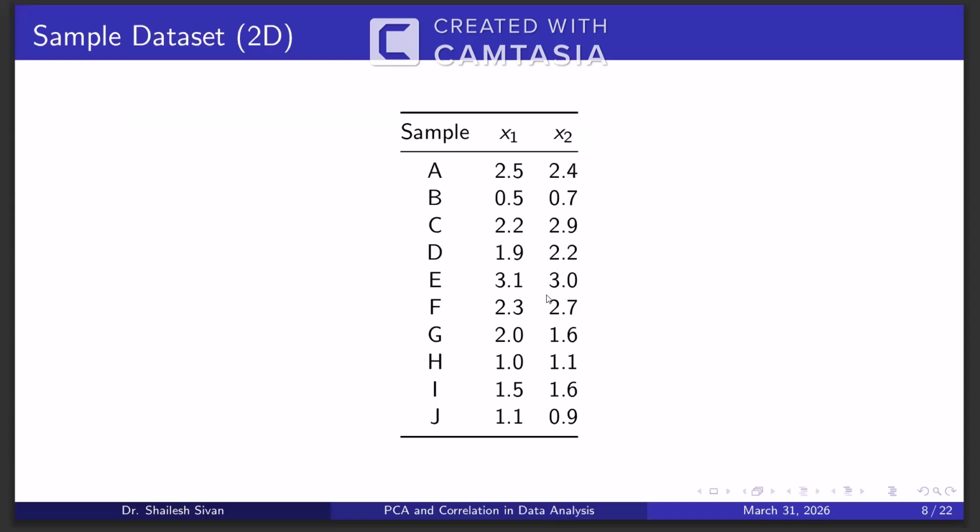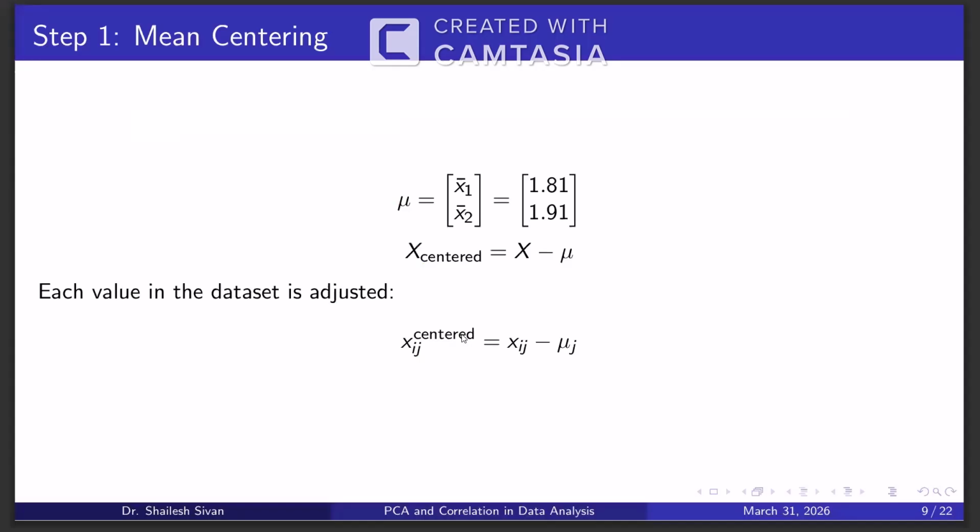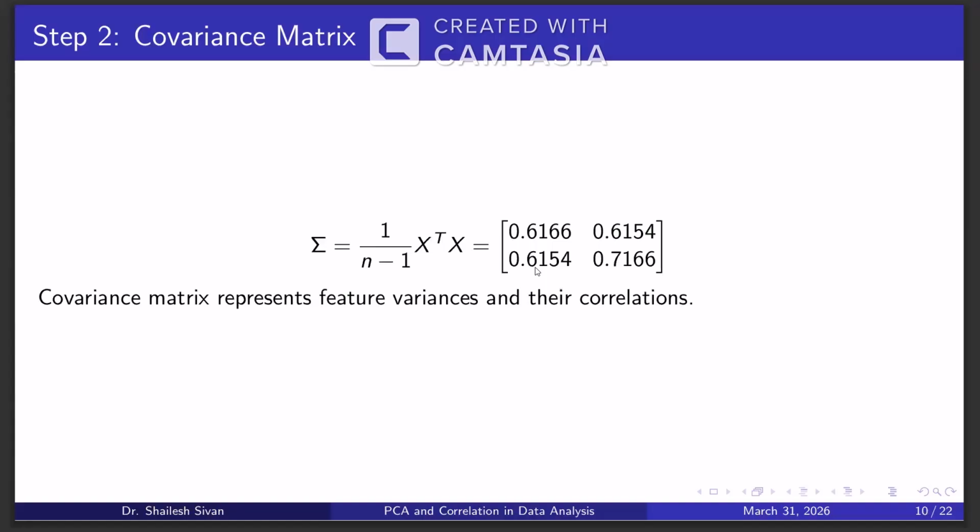Consider this data sample. We have two different features, and these are the samples. Now we have to calculate the mean. Subtract this mean from every data point, then the data will be centered. You can see the visualization, then you will understand how it works. You do the centralization part, then find the covariance matrix.